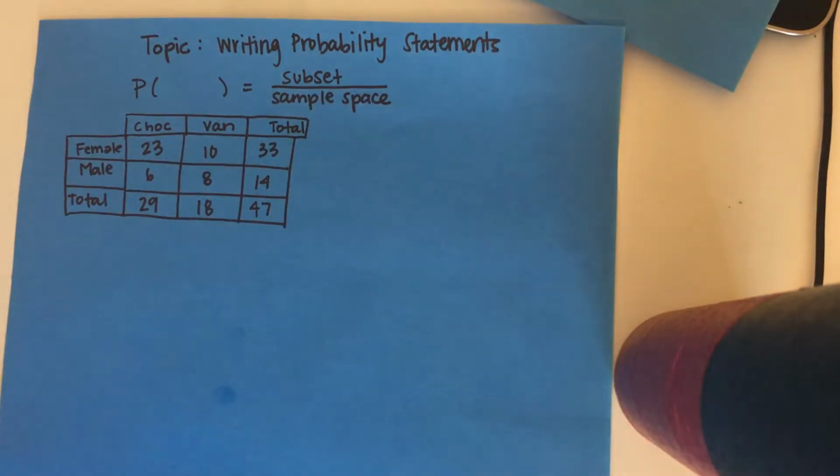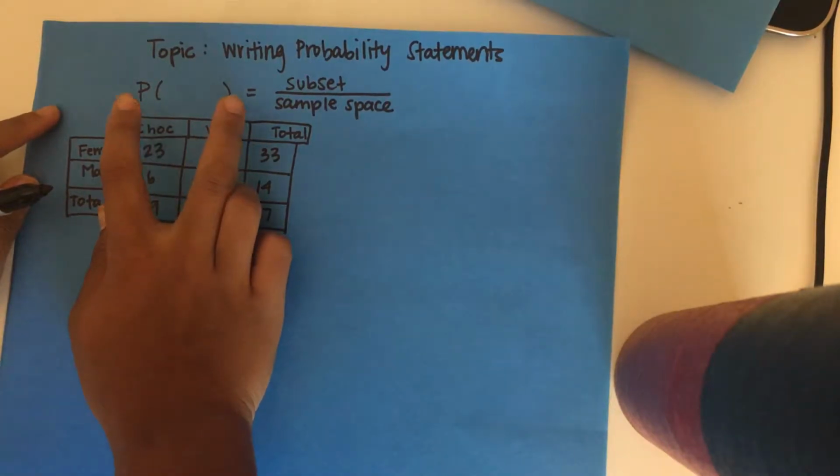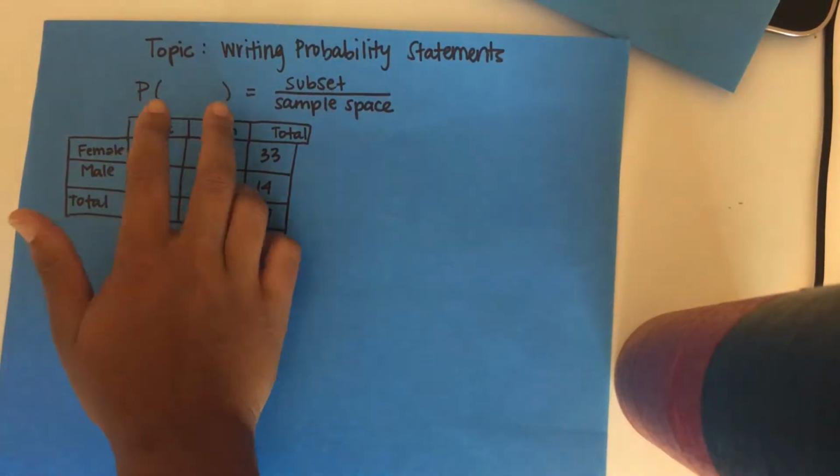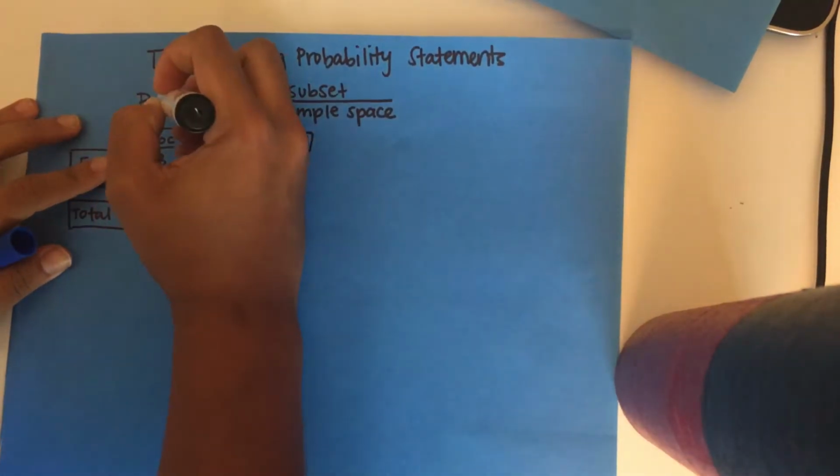This is the instructional review video for writing probability statements. If you have been in my class, you know that this is stressed. P parentheses means "what is the probability of?" And inside of here, we're always talking about some sort of event.